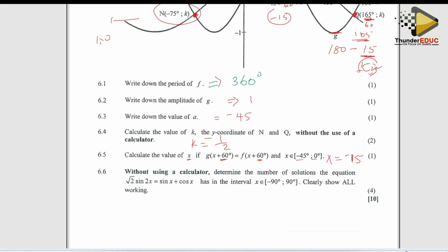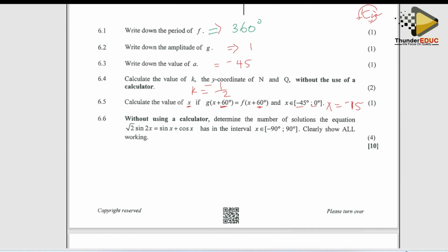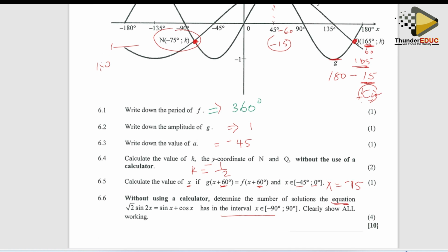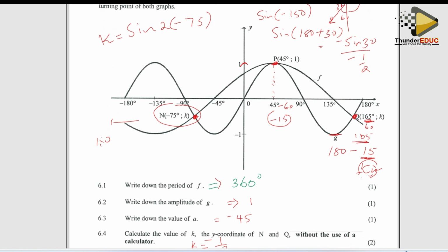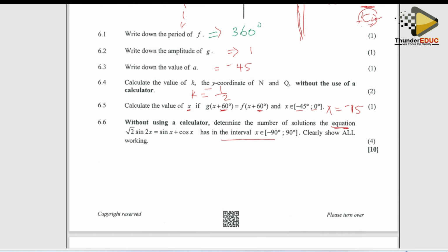X is negative 15. All right, then 6.6, without a calculator, determine the number of solutions this equation has within the interval of negative 90 and positive 90. So negative 90 is at this point, positive 90 is at this point. When we look at solutions, it's like we are solving the two equations and getting answers. How many points do the two graphs meet? It's at this point and at that point. So we know that it has two solutions, but how do we get the two solutions?